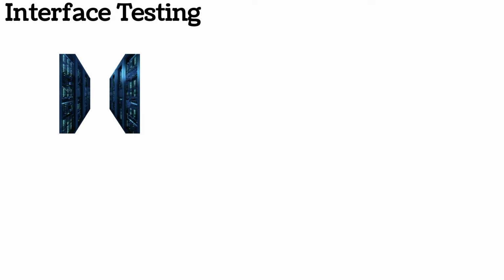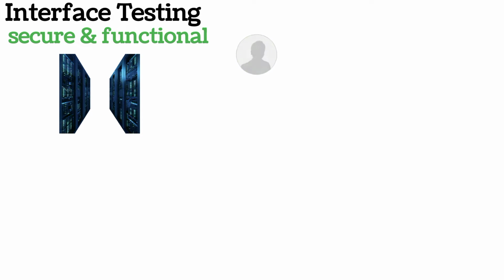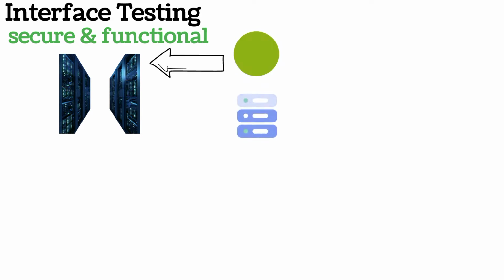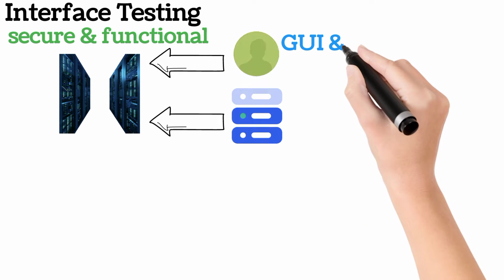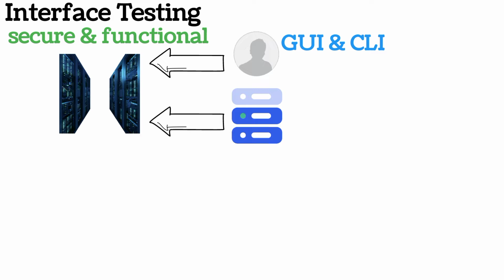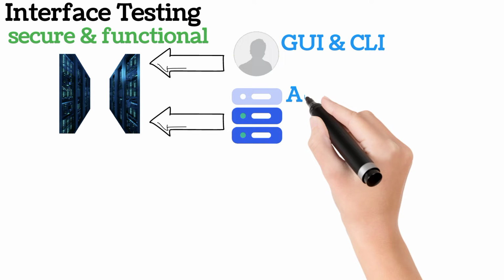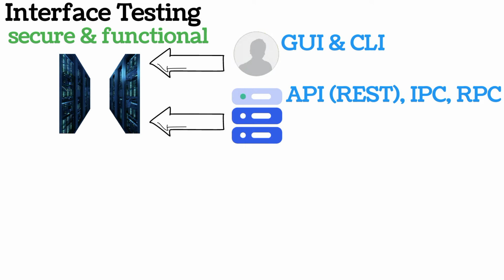Interface testing is part of system testing to ensure secure and functional interactions with the system. So these interactions can be made by a user to a system, or it can be made by a system to a system. So user interfaces include the graphical user interface and command line user interface, and the system to system interface include the application programming interfaces or inter-process communication IPCs and remote procedural calls, that is RPCs.